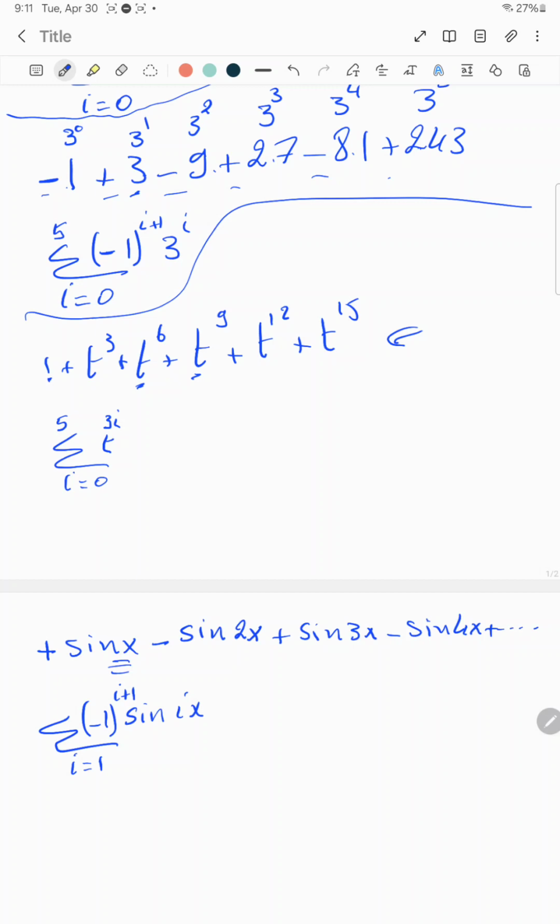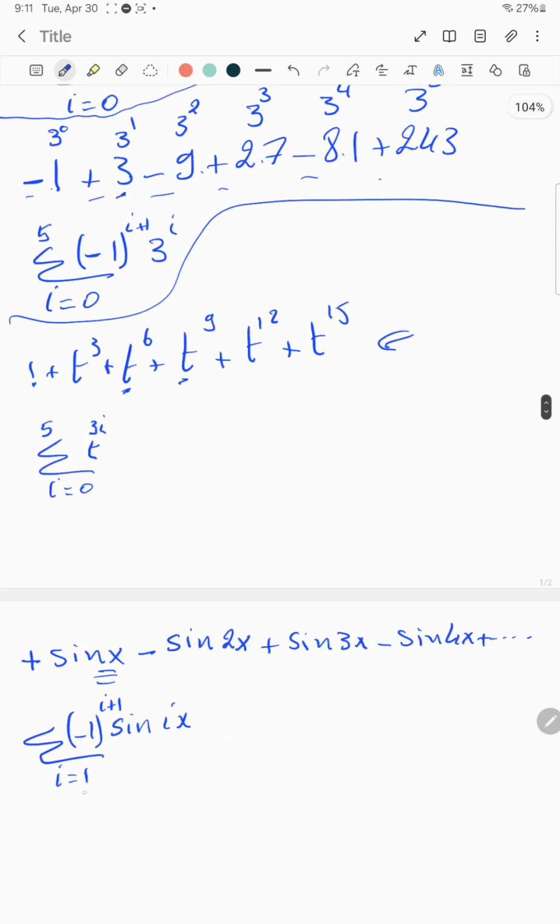Let's see. If i equals 1, i plus 1 is equal to 2, and minus 1 to the power of 2 is positive, and then I have sin x. When i equals 2, i plus 1 is 3, and 3 is odd, minus 1 to the power of 3 is negative, and I will have sin 2x. And if you continue, you will see that we have it. So i equals 1 till infinity, because I put it till infinity here in my series.